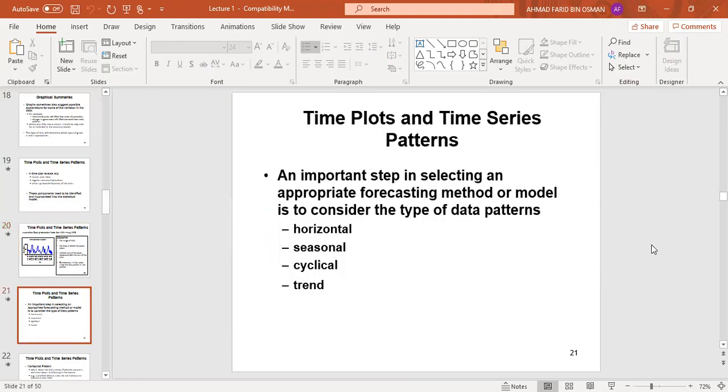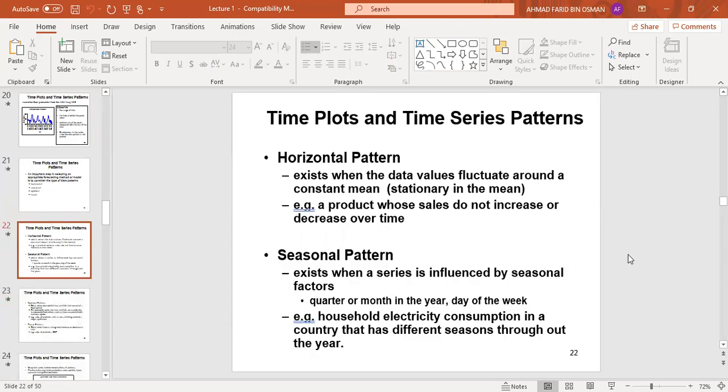An important step in selecting an appropriate forecasting method or model is to consider the types of data patterns, whether it has horizontal, seasonal, cyclical, and trend. For a horizontal pattern, the series is just horizontal, there is no upward or downward trend. A horizontal pattern exists when the data values fluctuate around a constant mean, what we call stationary in the mean. For example, a product whose sales do not increase or decrease over a period of time.